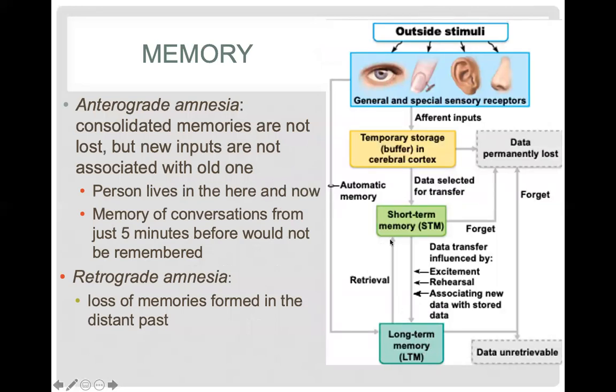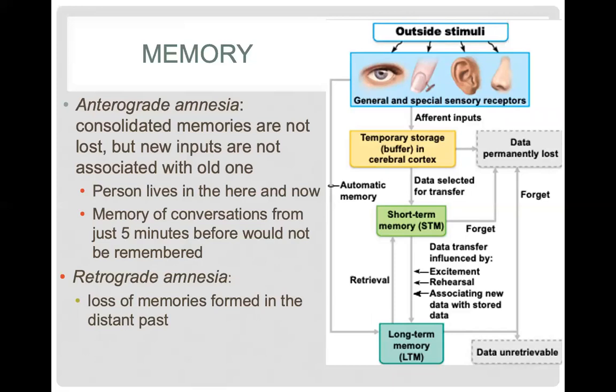You can retrieve that information all the time from long-term memory to short-term memory. However, there are scenarios where, as a result of trauma or for whatever reason, a glitch in your system, sometimes the data becomes unretrievable, as in the data is permanently lost, and you will not be able to remember that information.